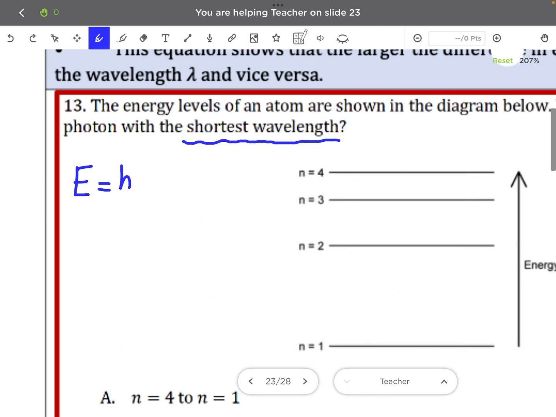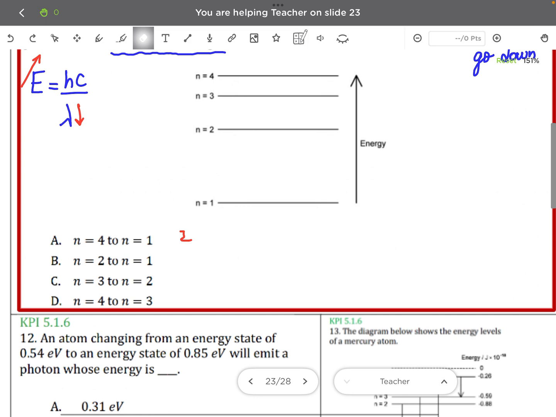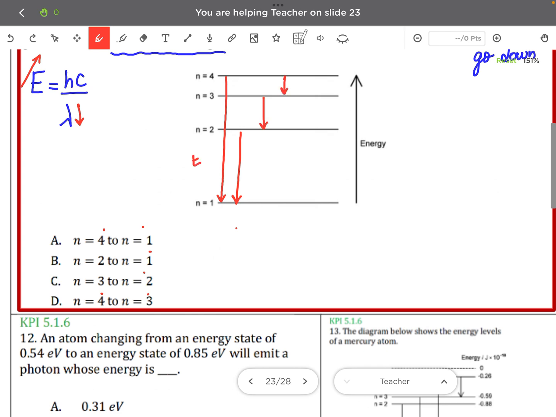So energy equals hc over lambda. In order for the wavelength to be the shortest, the energy should be the greatest. I can see that all of them are emission because they are all going down: 4 to 1, 2 to 1, 3 to 2, 4 to 3. I have no problem with emission. So I can see that the one with the largest energy is 4 to 1.